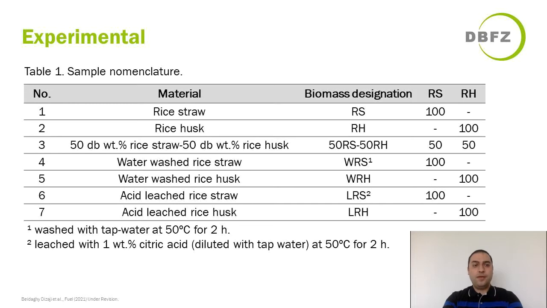We used 7 different biomasses, including rice straw and rice husk, rice straw blended with rice husk in 50-50 dry base weight percentage, as well as pre-treatment methods in order to produce water-washed rice straw and rice husk, and acid-leached rice straw and rice husk. For the water washing process, we employed tap water. In the acid leaching, we used 1% weight percentage citric acid diluted with tap water. The process was conducted at 50 degrees Celsius for 2 hours.